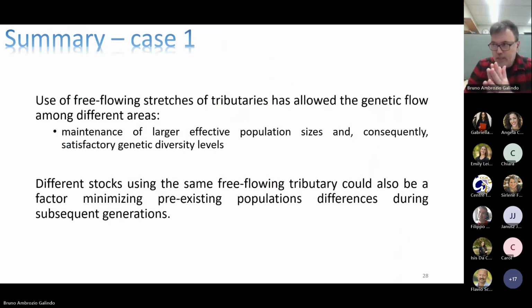So in summary, for this first case, I would like to stress that the use of free-flowing tributaries has allowed the genetic flow among different areas, and the maintenance of large effective population size and consequently satisfactory genetic diversity levels. And we could also say that different stocks using the same free flow tributary could also be a factor minimizing pre-existent population differences during subsequent generations.